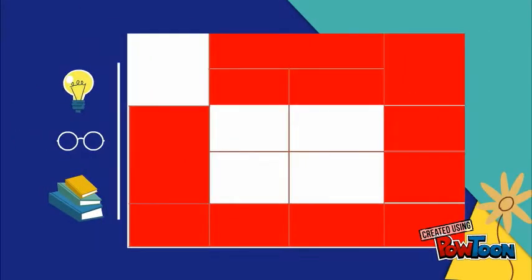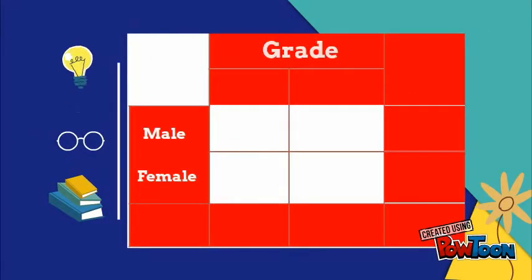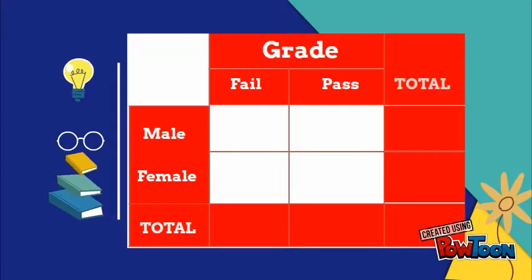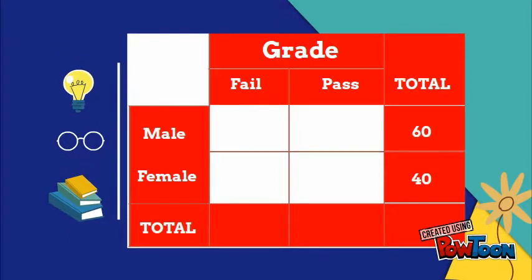There are two categories included, gender and statistics grade. The class consists of 60 male and 40 female students. 12 of the male students and 6 of the female students fail test 1. Therefore, 48 male and 34 female students pass the test.